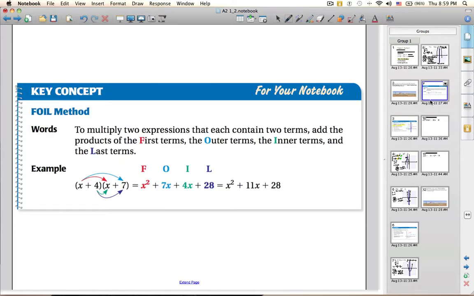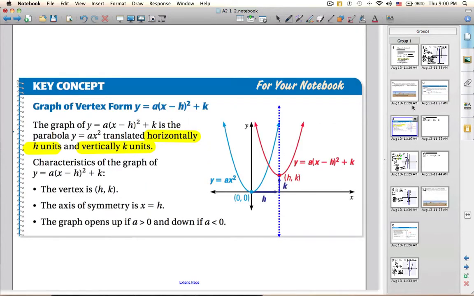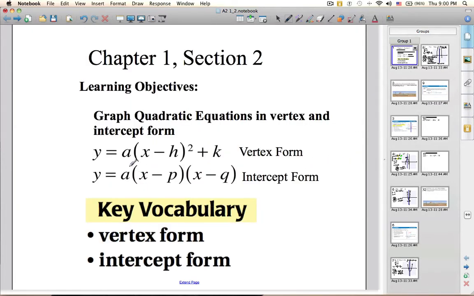Okay. So now we're going to take a look at converting from one form to another, which reminds us of when we multiply binomials together. If we go back to the beginning, if I want to take this form and put it in standard form, I would square the binomial, multiply it times a, and add k, and I'll have standard form. If I want to go to standard form here, I multiply the two binomials together and then multiply the result by a, and that will put it in standard form. So we want to be able to switch from one form to the other when necessary.